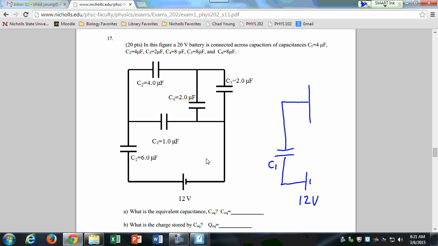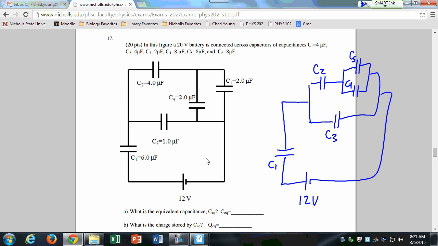Up here, I'm going to have what? C2. And then I'm going to do what after C2? Right, I'm going to break into another branch, C5 and C4. And then those are going to come back together. And then down here I just have C3. And then that's it. Some people can look at a circuit like this and understand how the voltages are distributed, but I find that most people can't. You really need to draw it out like this.